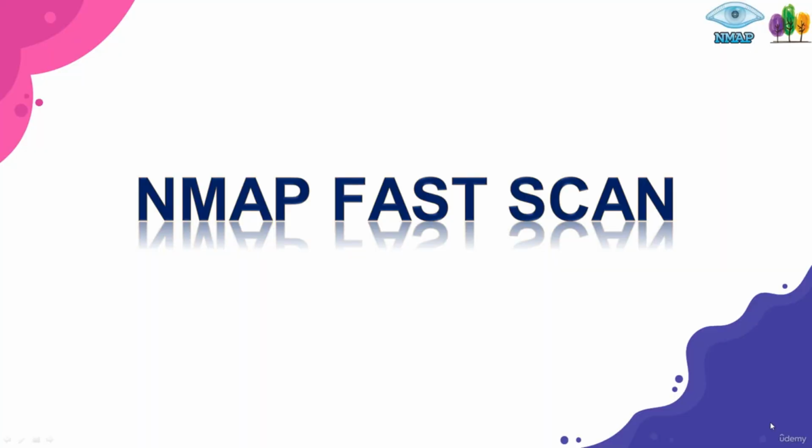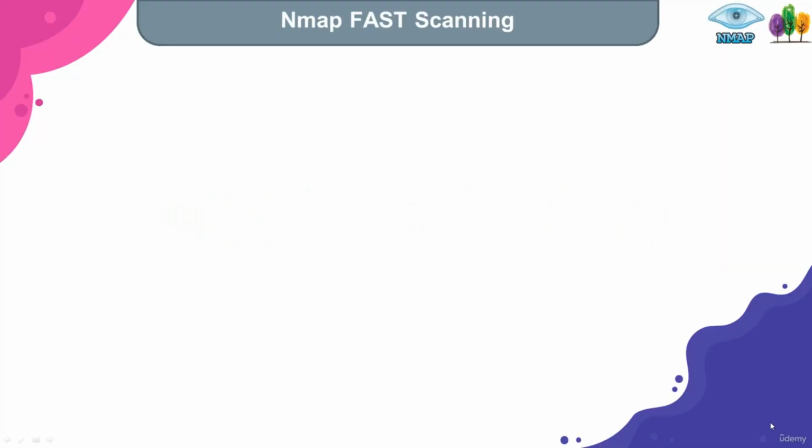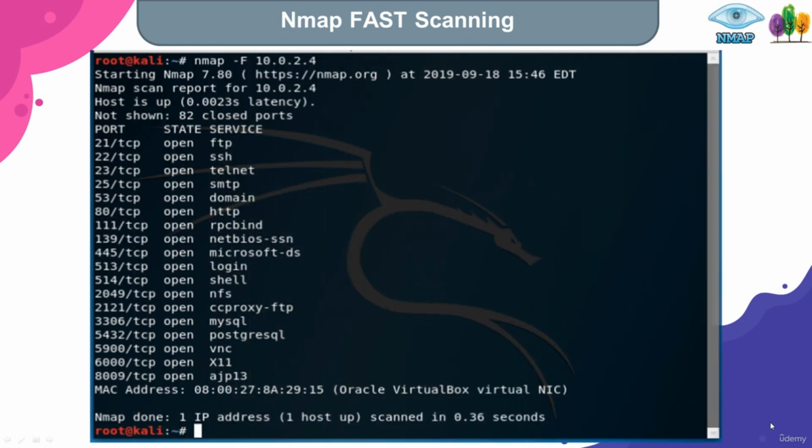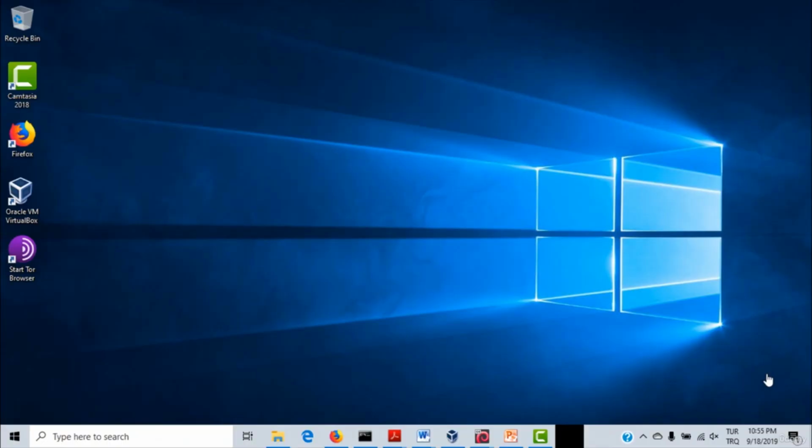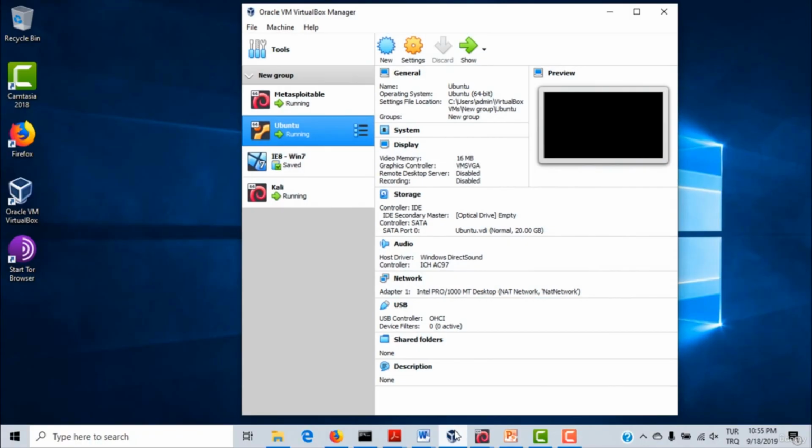Nmap fast scanning: nmap -F target. In this lesson, we will see the quick scan parameter with Nmap. Of course, in our previous lessons, we've indicated that if the port range is not specified, Nmap will scan the first 1,000 TCP ports. Now, when you scan with the nmap -F parameter, the top 100 ports will be scanned.